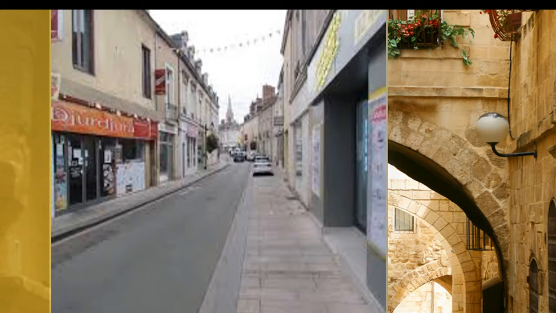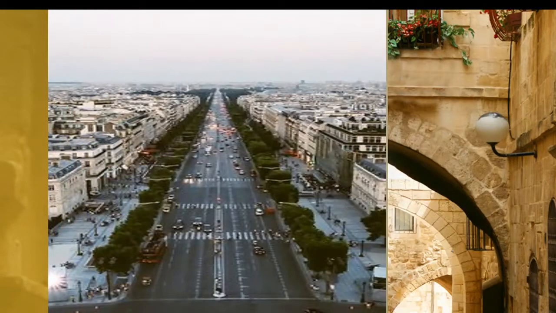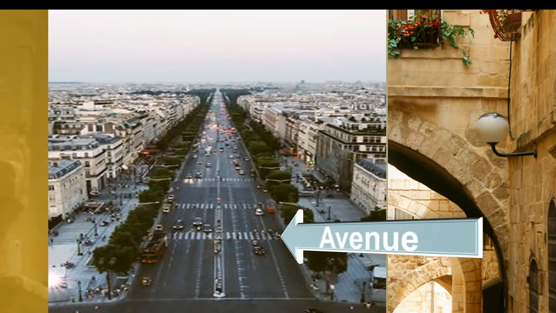I have the small one, like this one is rue. I say it rue. Rue is street. Or the big one, like this one, is avenue. Avenue in English. So the first one is street, this one avenue in English, but I call it avenue in French. So a street is rue and the avenue is avenue in French.